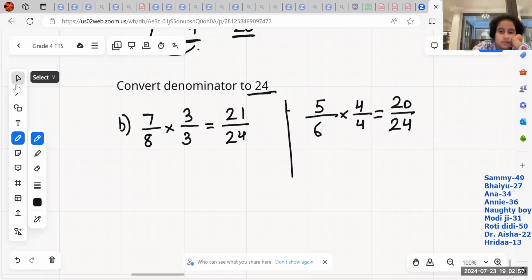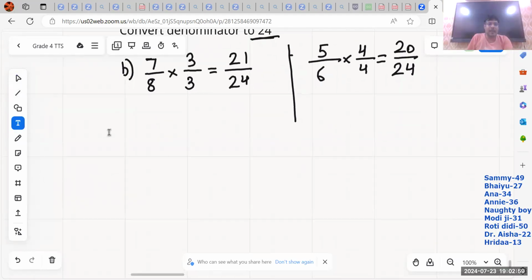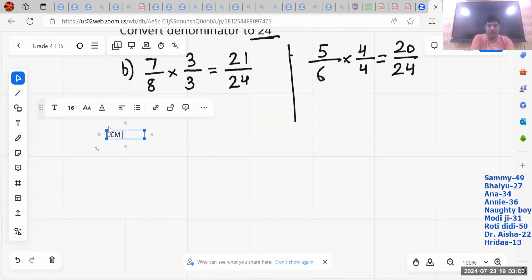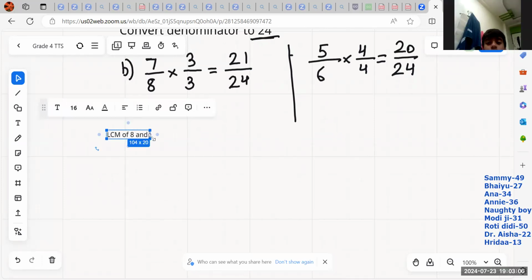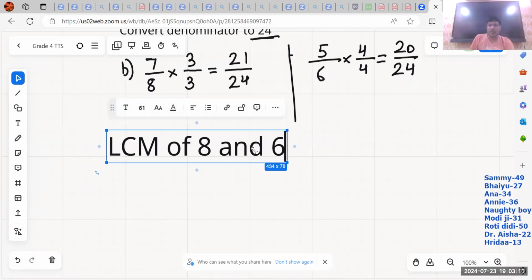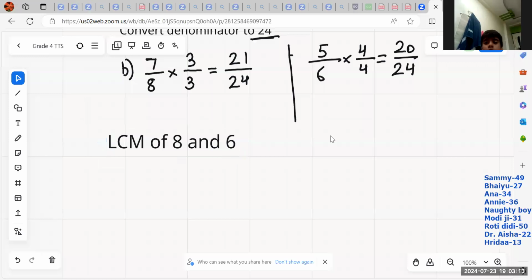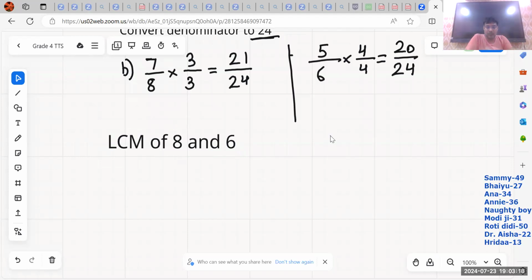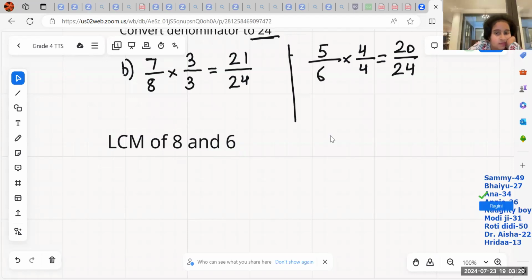Now guys, I want to check if you remember the LCM concept or not. So I will give you a few questions. Find the LCM of 8 and 6. Put it in the chat. Sir, I didn't remember this. Sir, I forgot the full form only. Lowest common multiple. Sir, least common multiple.